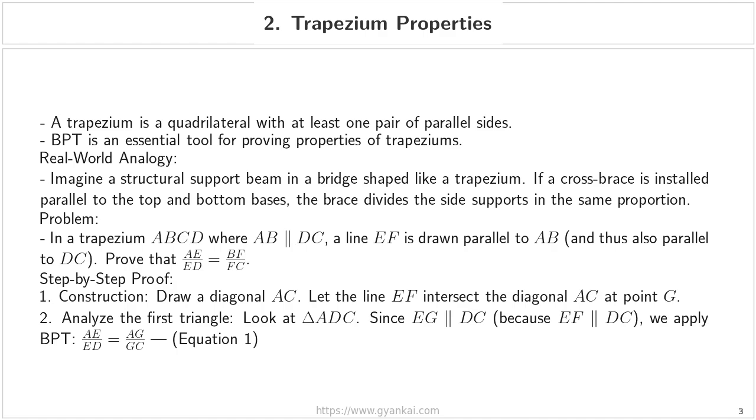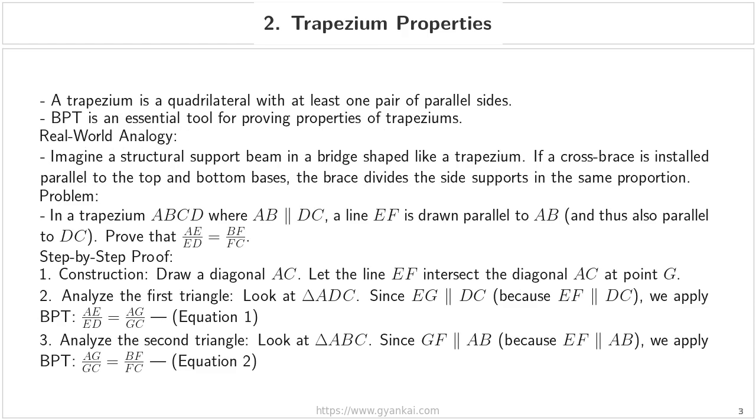Step 2. Let's analyze the first triangle, triangle ADC. Because the line segment EG is parallel to the base DC, we can apply the Basic Proportionality Theorem here. This gives us our first equation. The ratio of AE to ED is equal to the ratio of AG to GC. Let's label this as equation 1.